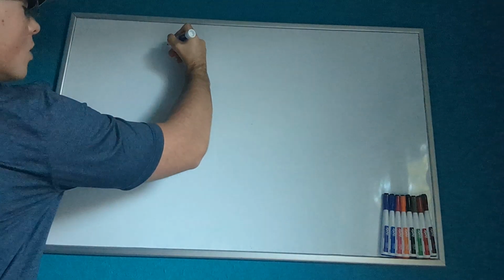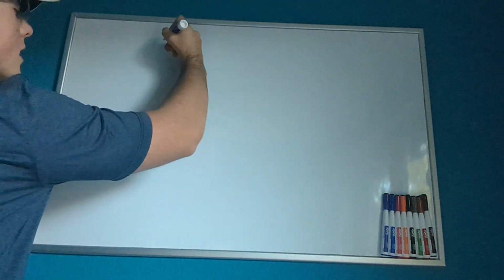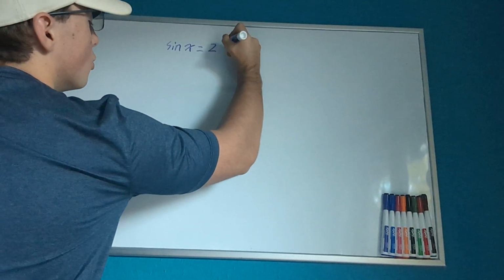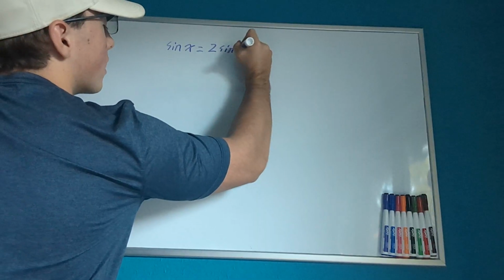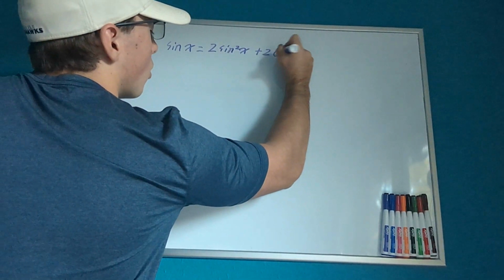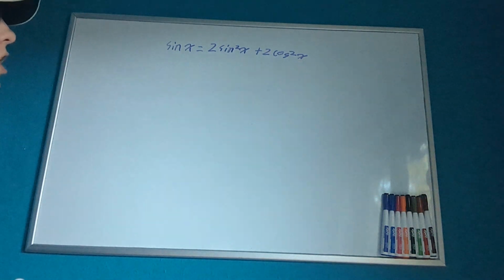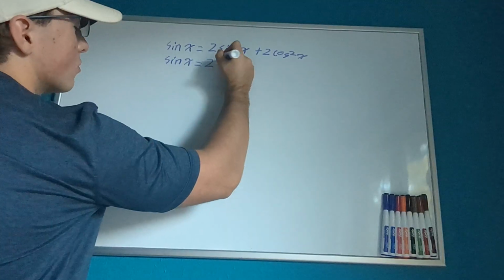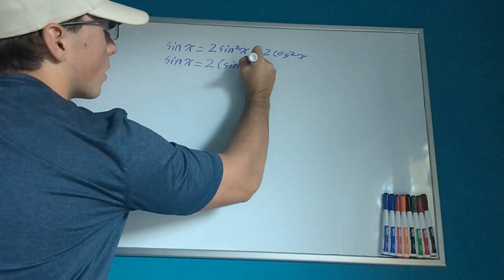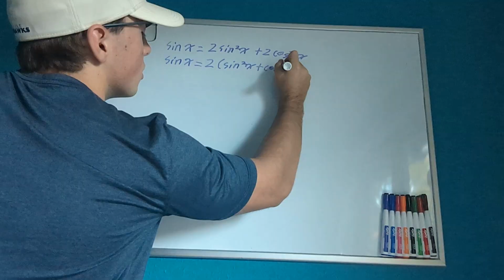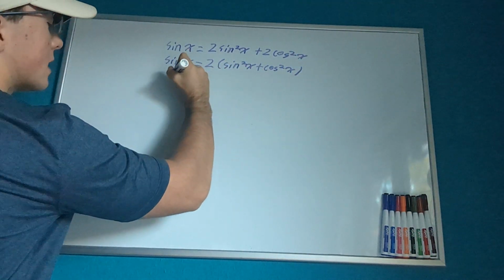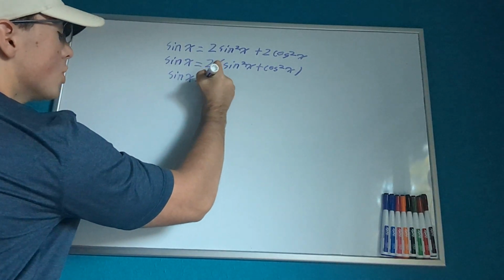Okay? Now, I want to talk about one last thing. Let's say we have sine x equals 2 sine squared x plus 2 cosine squared x. Well, let's try to solve it just like we did before. So we start off sine x equals, let's factor out 2. We get sine squared x plus cosine squared x. Now, we know this equals 1, so that's 2 times 1. So we get sine x equals 2.